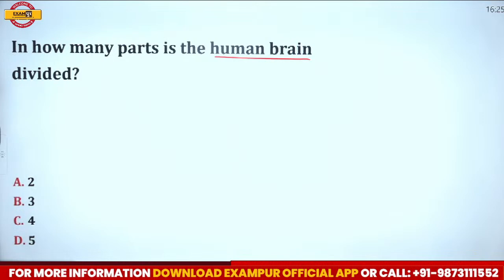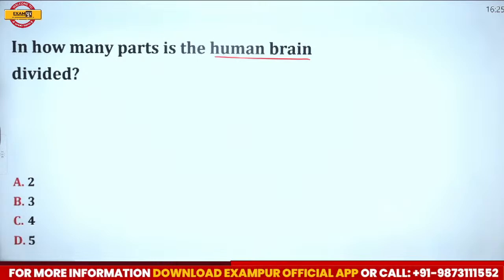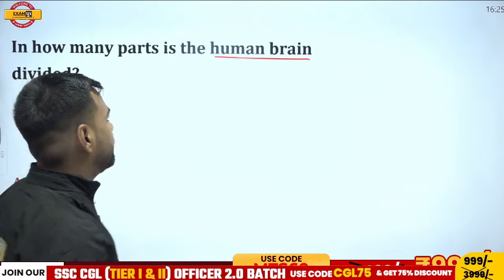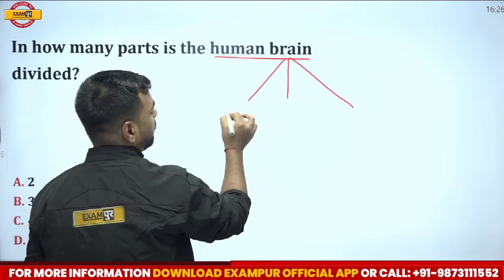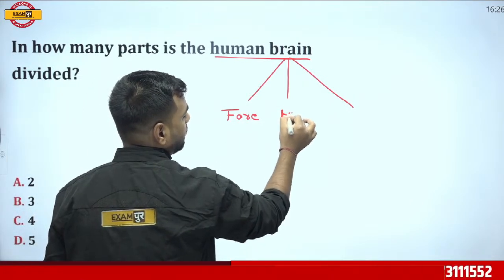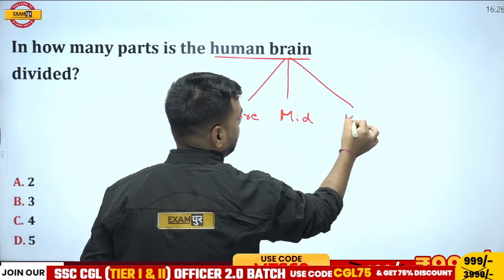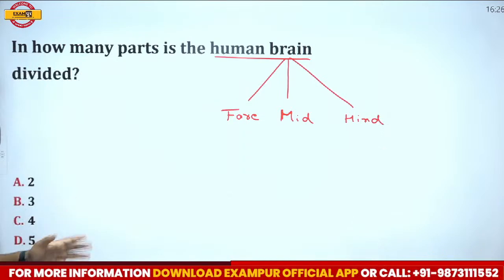Answer, please. Let's see who can answer this part. It's a very basic one. If I talk about the brain, just try to relate it. The human brain is divided into 3 parts. That is the forebrain, then we have the midbrain, and then we have the hindbrain. So forebrain, midbrain, hindbrain. What parts are there?